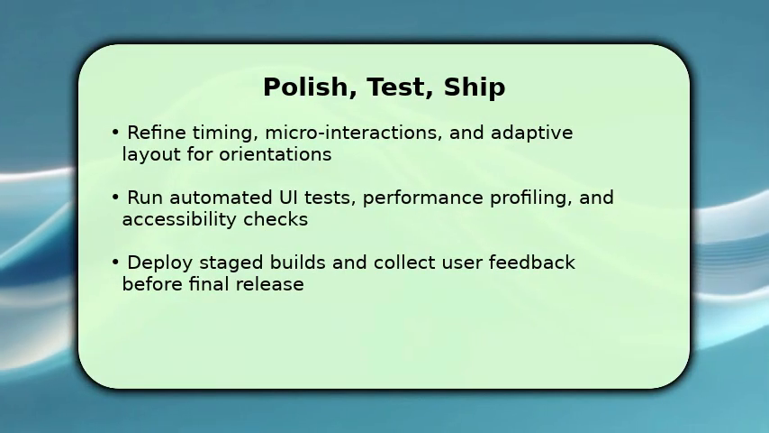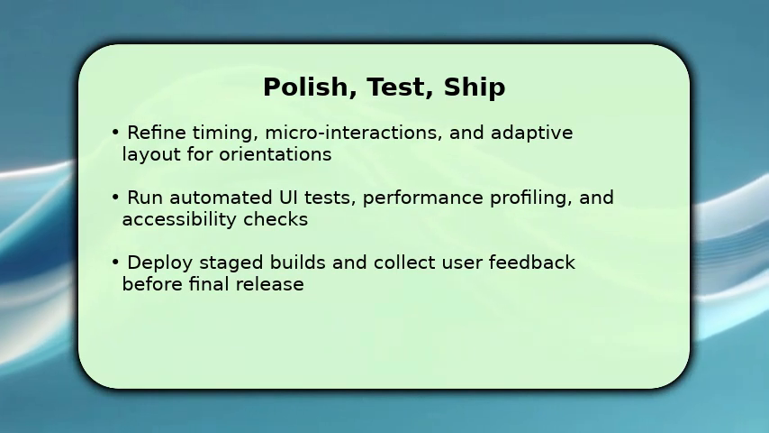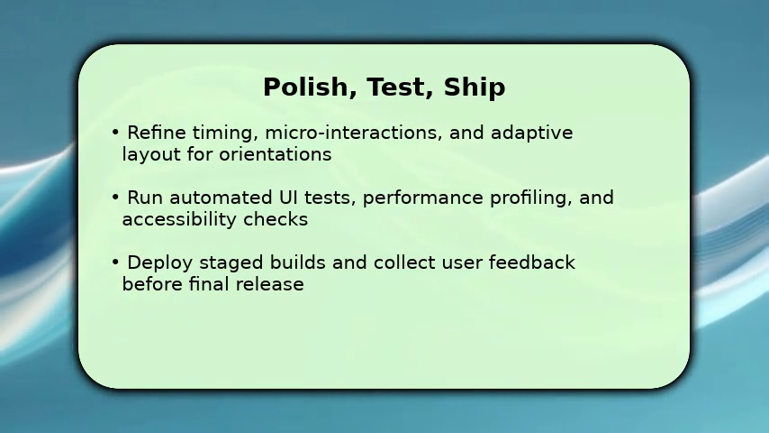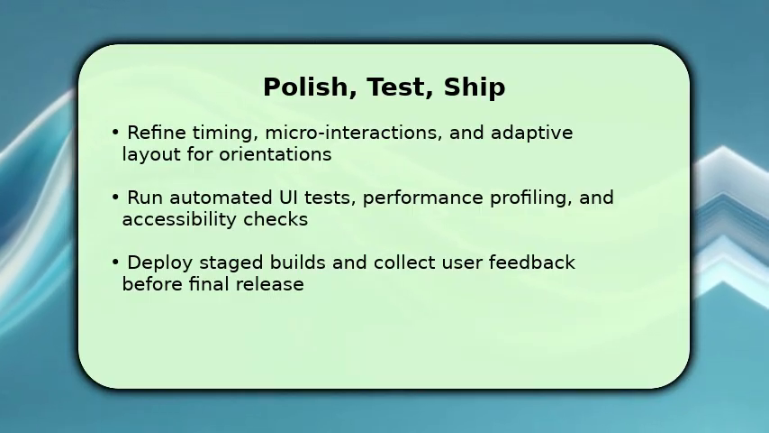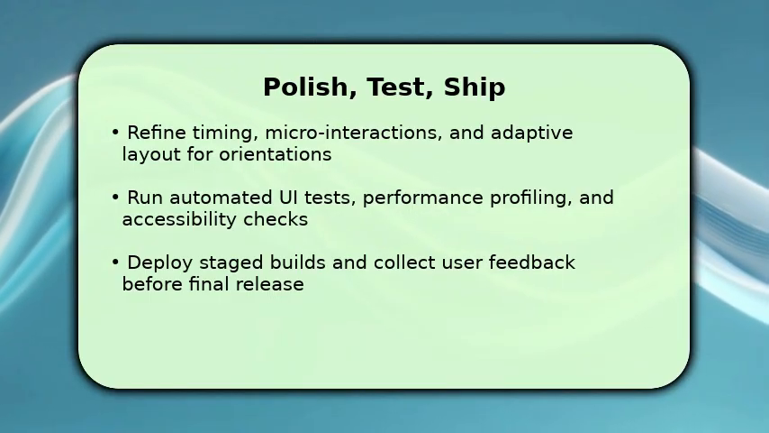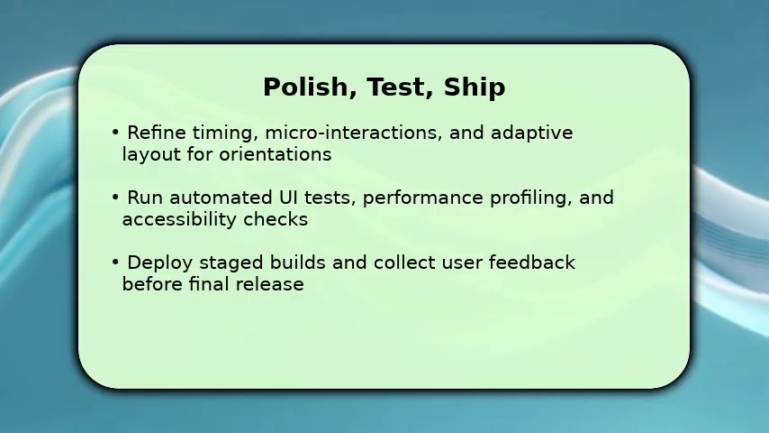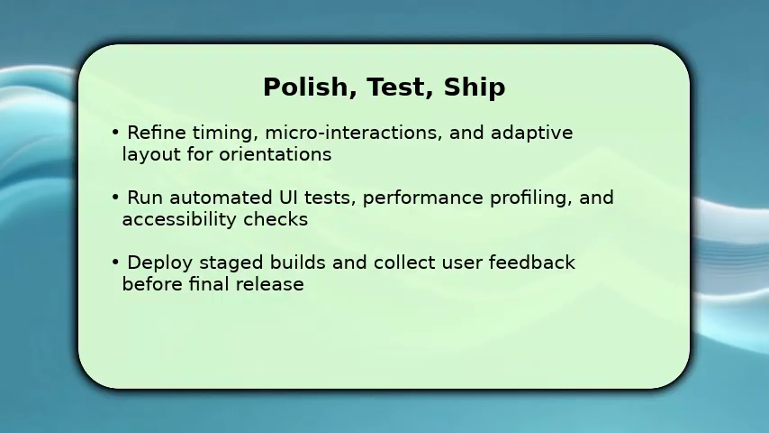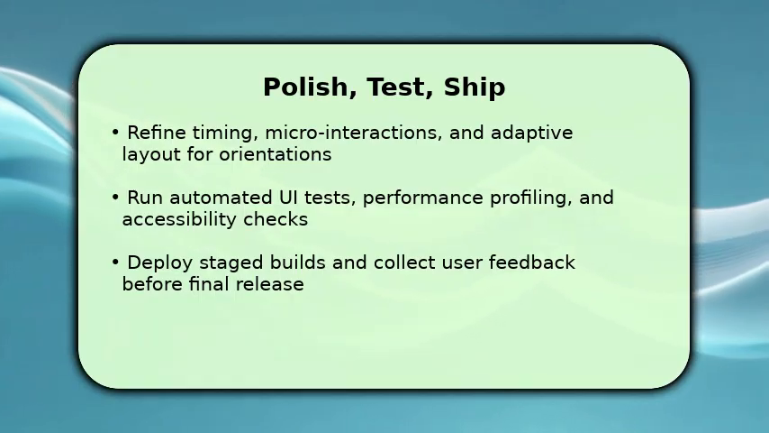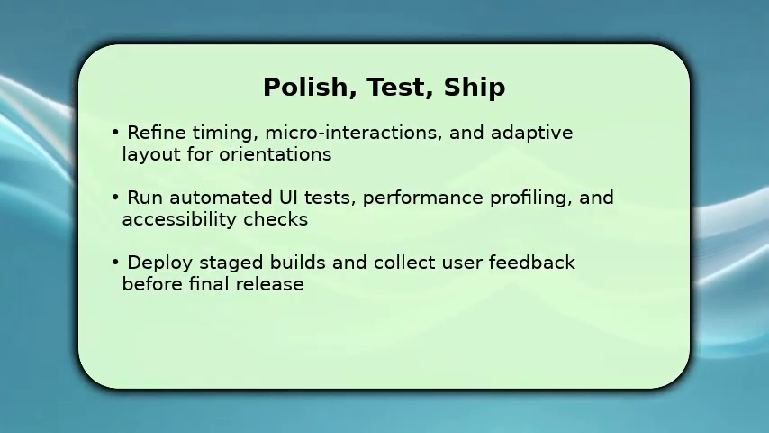You finish by polishing micro-interactions. Subtle shadows, timed delays, and adaptive spacing for landscape versus portrait so the island feels integrated. Once polished, run UI tests, profile for dropped frames, and verify accessibility labels and scalable text. If issues arise, reproduce them in the simulator, isolate the offending animation or constraint, then adjust timing or fallback layouts.